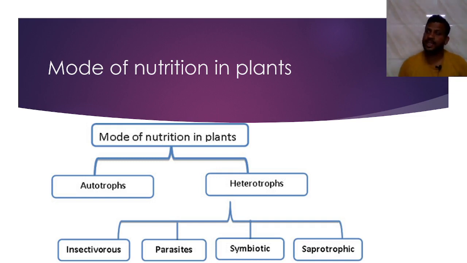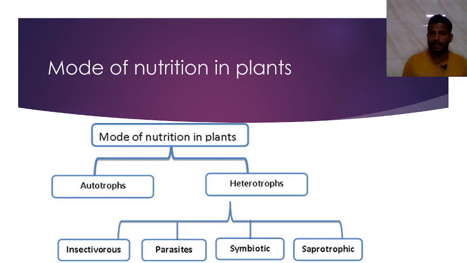In autotrophs, plants prepare their own food, that is enough. In the heterotrophs, there are some heterotrophic plants also present. Some plants depend upon other organisms or on other plants for their nourishment. Those plants are also known as heterotrophic plants.